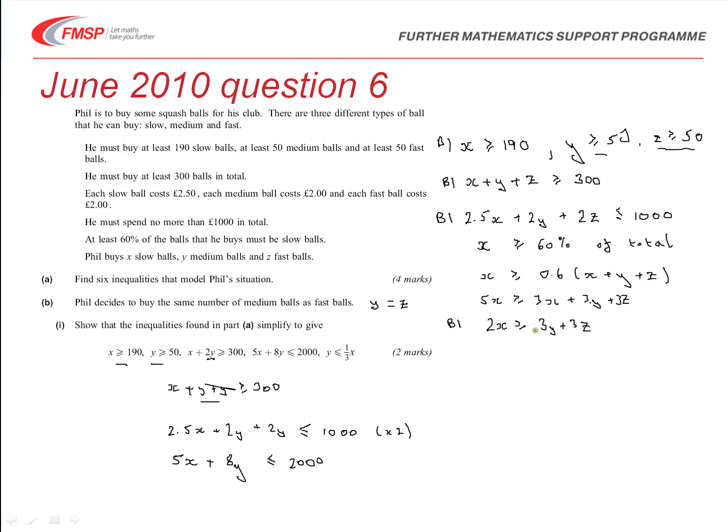The last statement, with the 3y and the 3z, will then become 2x greater than or equal to 3y plus 3y, which of course becomes 6y. If we divide through by 2, that tells us that x is greater than or equal to 3y.